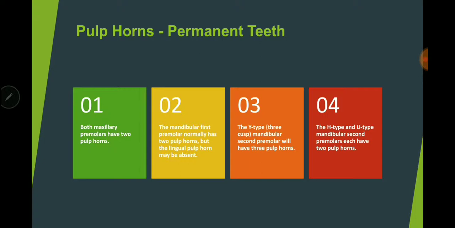So pulp horns in premolars. Both maxillary premolars have 2 pulp horns. The mandibular first premolar normally has 2 pulp horns, but the lingual pulp horn may be absent. Whenever something may be absent, keep that in mind. And the mandibular second premolar, the Y type has 3 pulp horns, and the H type and the U type have 2 pulp horns.